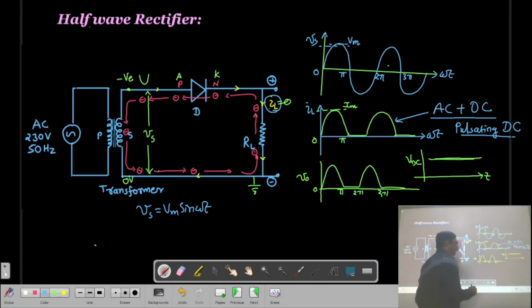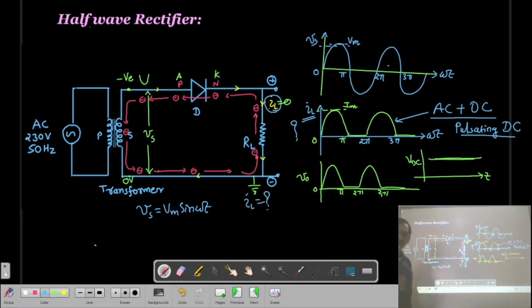Okay. Now, this is pi, 2 pi, 3 pi. Correct? Now, I want to write the expression for the load current. How can we represent this load current mathematically? Because for the analysis of the circuit, we require the expression for the load current.